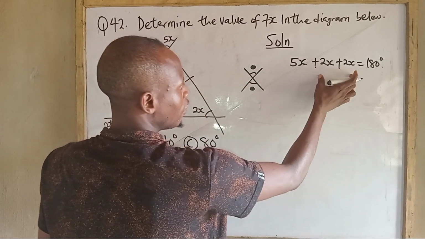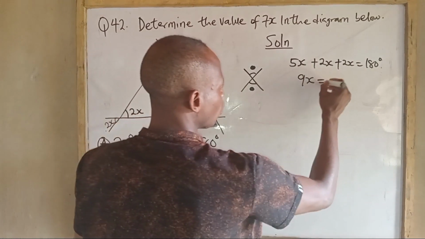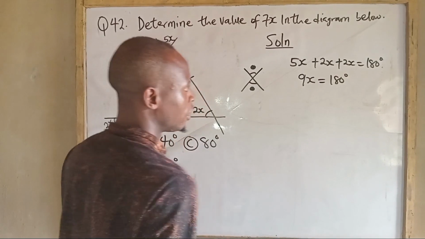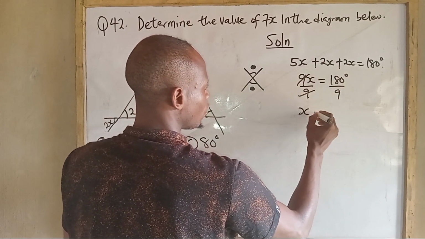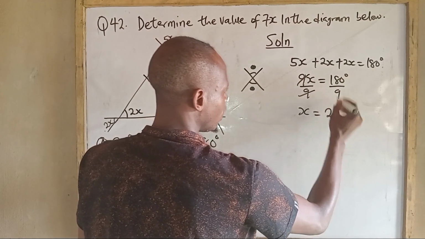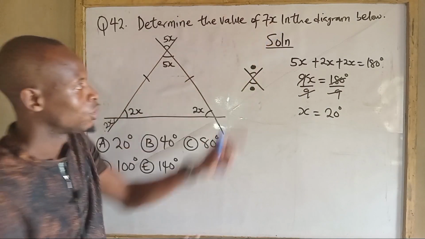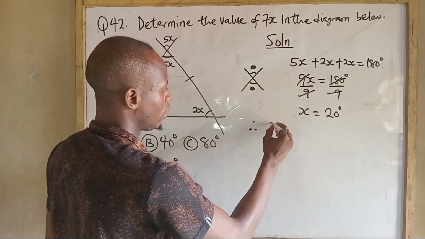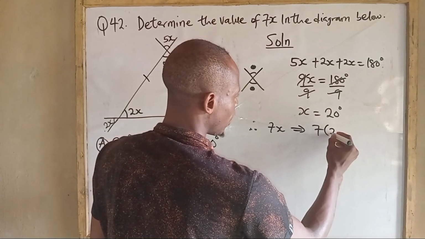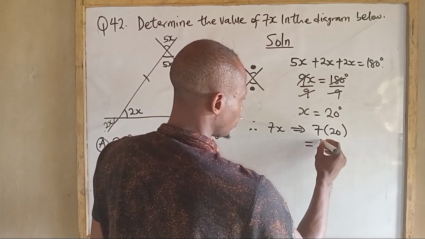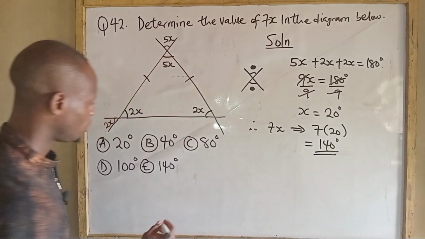If you sum up everything here, we have 9x, which is equal to 180 degrees. So we divide both sides by 9, and x will be equal to 20 degrees. So we have gotten x to be 20 degrees, but we have to find 7x. So 7x is equivalent to 7 multiplied by 20, and that will give you 140 degrees. So the answer is 140 degrees, and that should be option E.